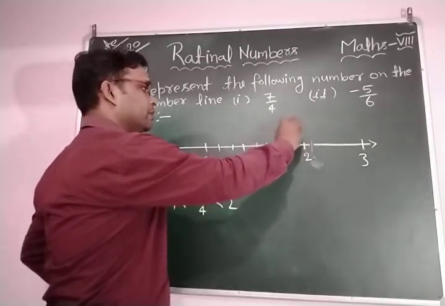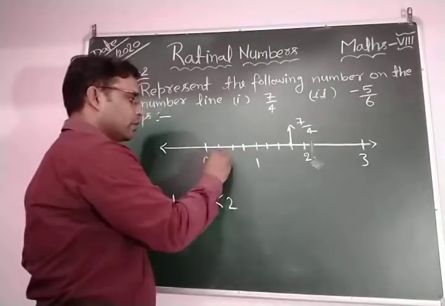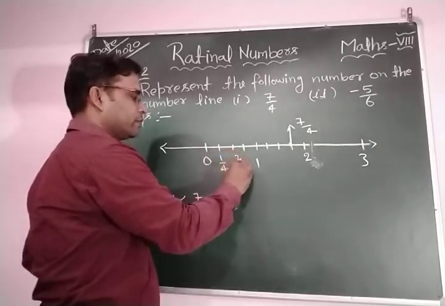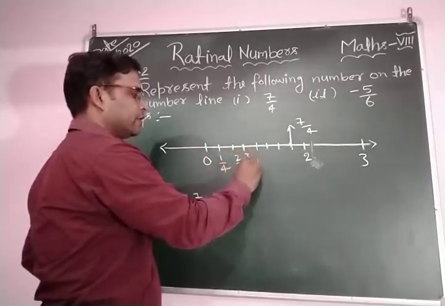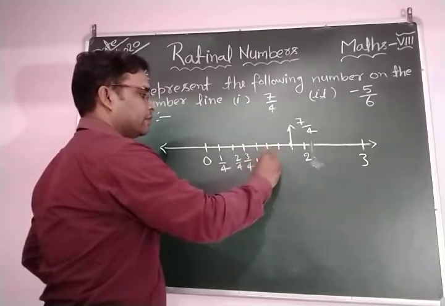This number becomes 7 by 4. This part becomes 1 by 4. This becomes 2 by 4. This becomes 3 by 4. This becomes 4 by 4. This becomes 5 by 4.